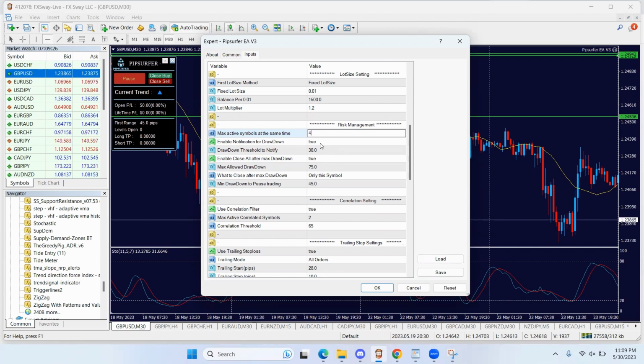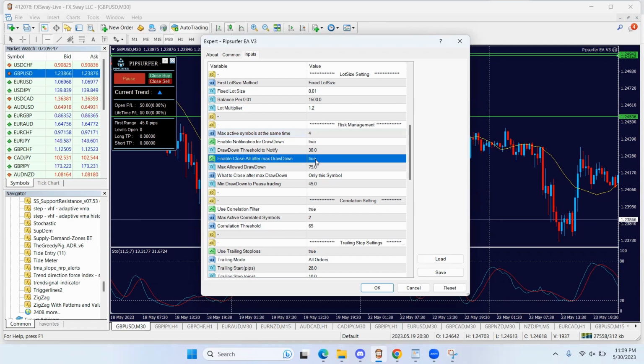Enable drawdown notifications. That basically means when your account gets to a certain drawdown, it's going to give you a message in MetaTrader: hey, drawdown notification, your account's at 30%, which is what this setting means, 30% drawdown.